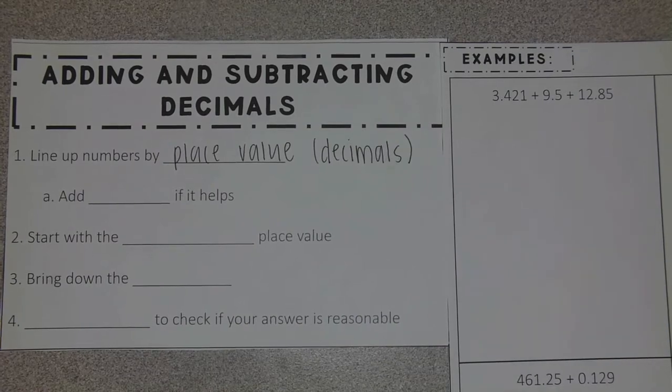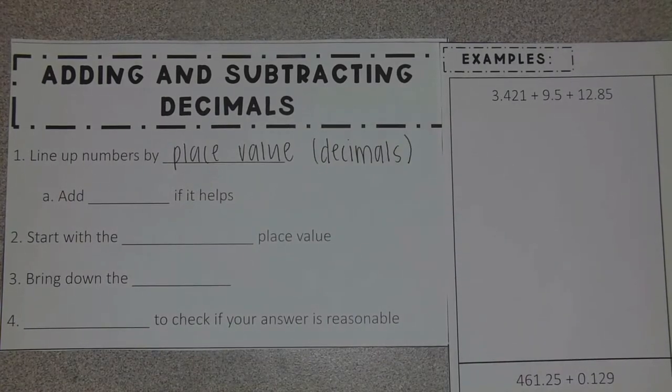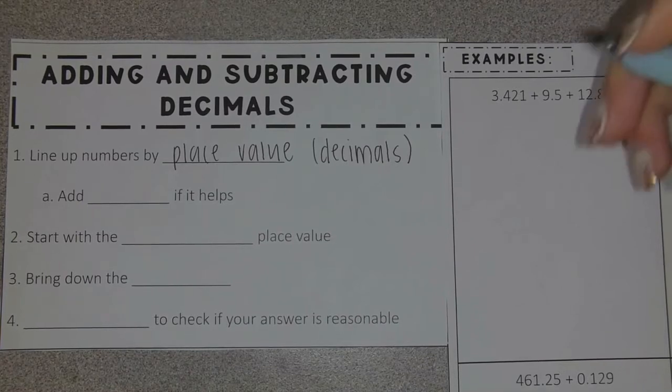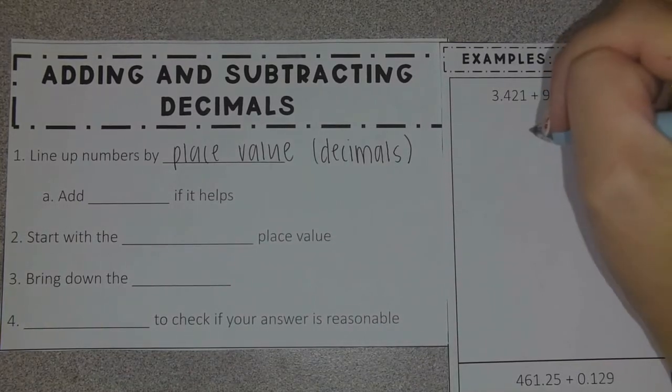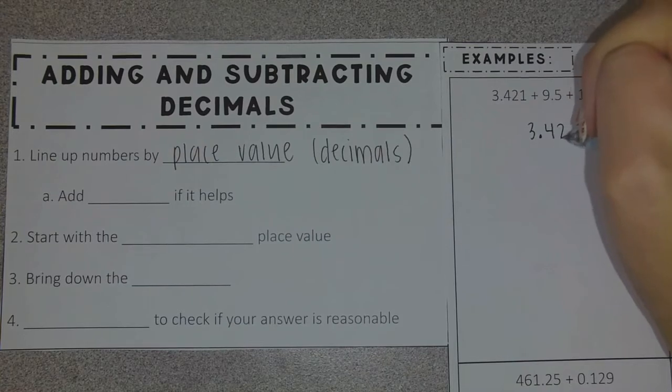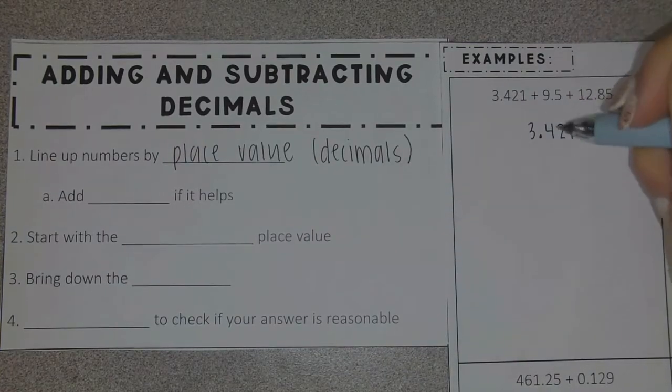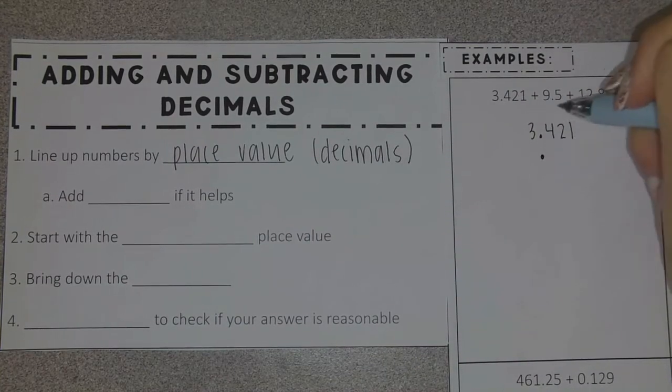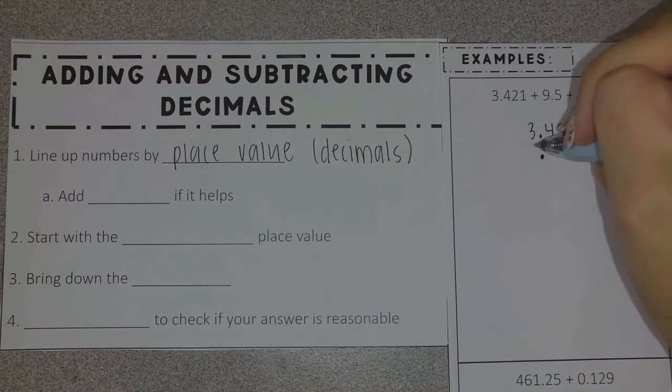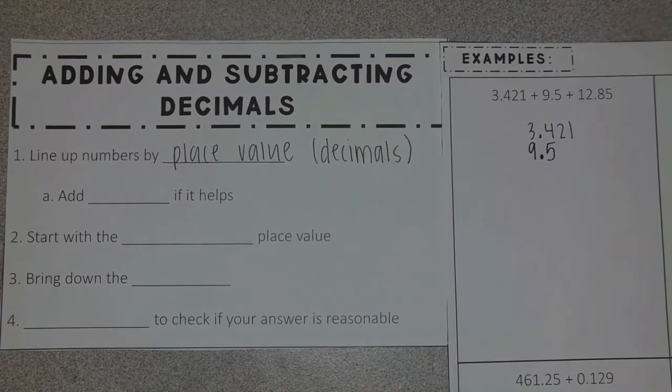So when I look at my example, I have 3 and 421 thousandths plus 9 and 5 tenths plus 12 and 85 hundredths. So I'm going to make sure that I have all of my place values lined up, that their decimals are lined up. So the very first number I'm going to start with is 3 and 421 thousandths. Our next one, I'm going to go ahead and put that decimal there and just copy it down exactly how I see it. 9 and 5 tenths.